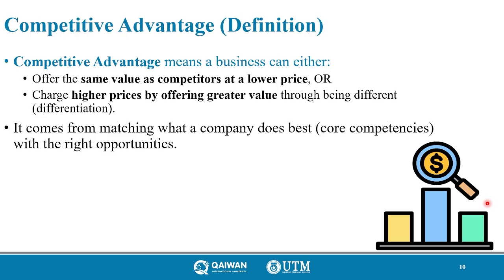Competitive advantage. For example, you have a supermarket, and you have two options. Option one, selling the Coca-Cola with the same value as a competitor's at a lower price. For example, there's a supermarket just 2 blocks away. They would sell Coca-Cola for $1, and you would sell, let's say, two for $1.